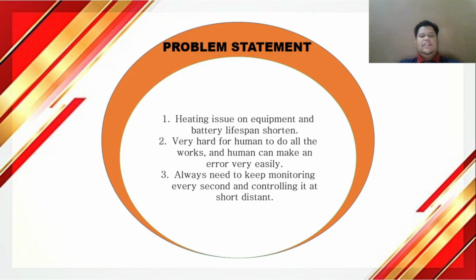And the other problem is for the IoT. It's very hard for humans to do all the work, and humans can make errors very easily. And we always need to keep monitoring every second and controlling it at a short distance. This is very problematic when it comes to controlling the machine and others. So that's why the Internet of Things is very useful for this kind of industry, because we are in the new era. So this is very important.